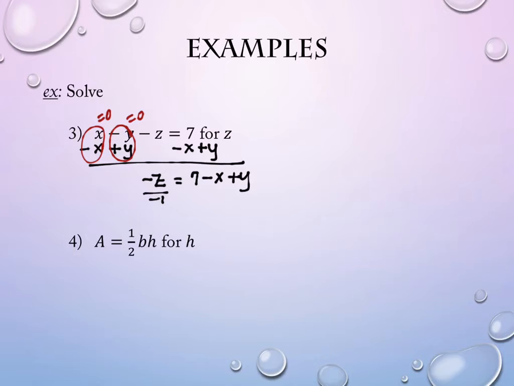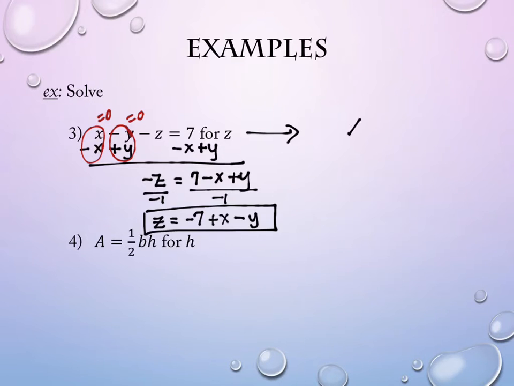So I'll write it as division, but it doesn't matter which one you want to do. I get a z on the left, and all my signs change on the right. 7 divided by negative 1 is negative 7. Negative x divided by negative 1 is positive x. Positive y divided by negative 1 is negative y. So this is what I would get if I solved for z. Now let's say for a moment that you wanted to move it the other direction.